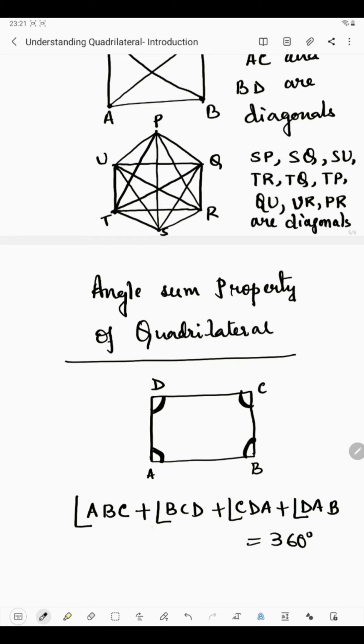While writing the angles, you can write either clockwise, like the hands of a clock rotate, or anti-clockwise. So this was all about the angle sum property of quadrilateral.